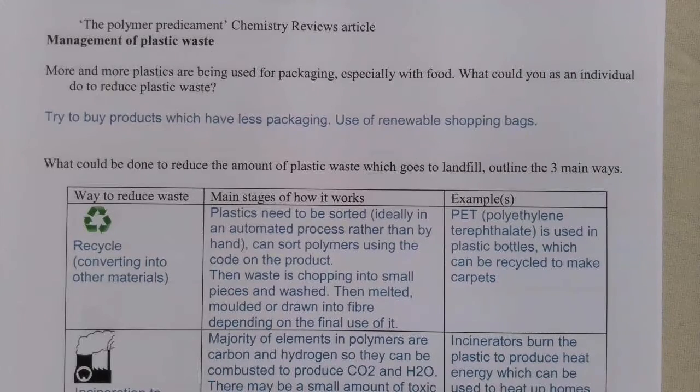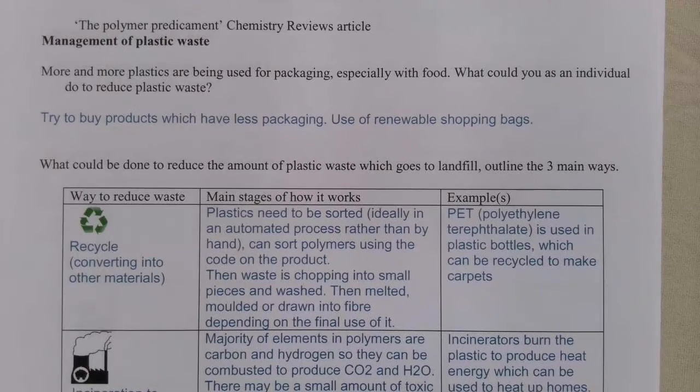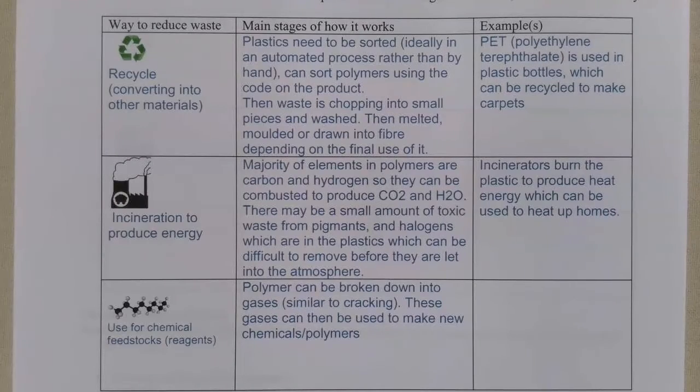So missing out the practical, which we're going to do in class, we're just going to have a look at the management of plastic waste. So we're moving on to page 21 of your notes. As an individual, we can try and buy products which have less plastic packaging. We can use renewable shopping bags where possible. But the 3 main ways we can reduce plastic waste are recycling, incineration, and reuse for chemical feedstocks. And these are the main 3 ways we stop plastic waste going to landfill.